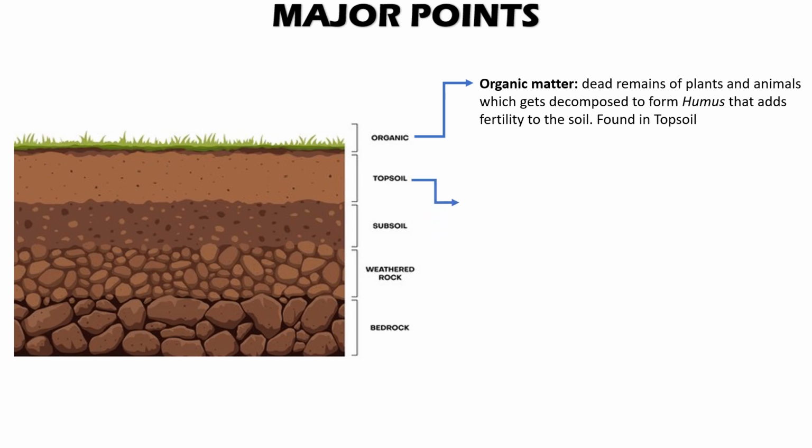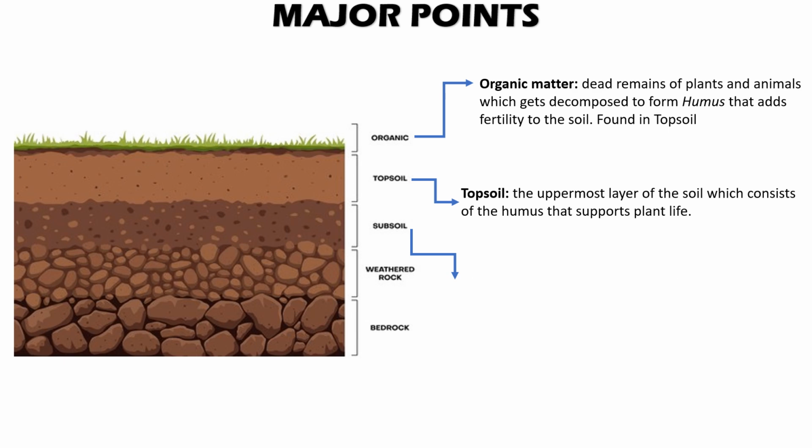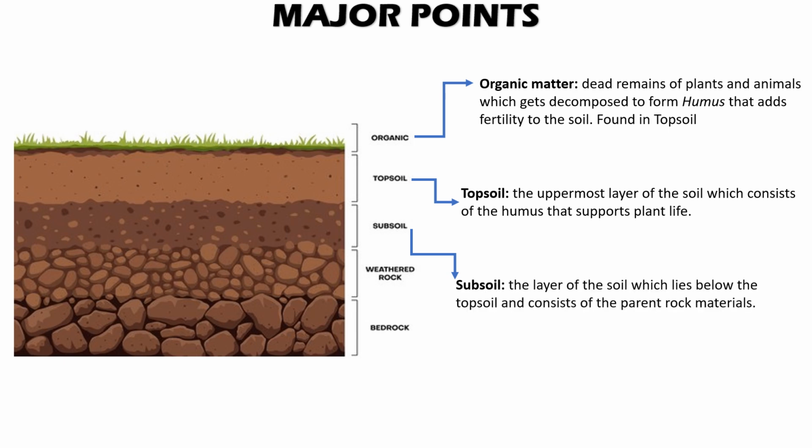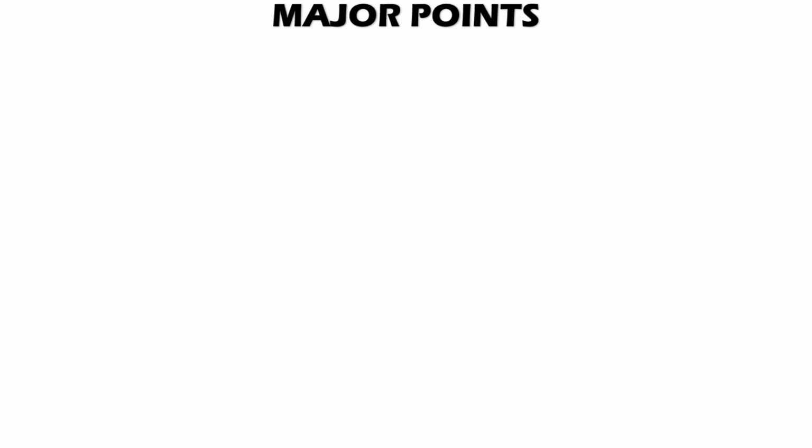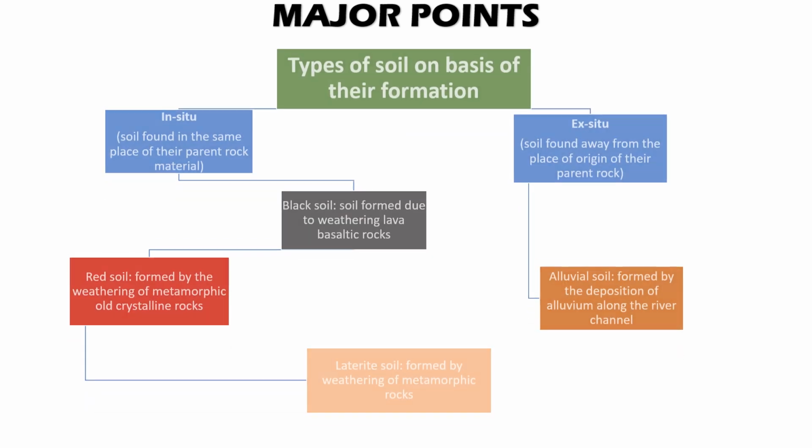Now, the topsoil is the uppermost layer of the soil, which consists of the humus that supports plant life. Next, below the topsoil is the subsoil, the layer of the soil which lies below the topsoil and consists of the parent rock material. And at the bottom, we have the bedrock, also referred to as the parent rock material, which gets weathered to form the soil layers.